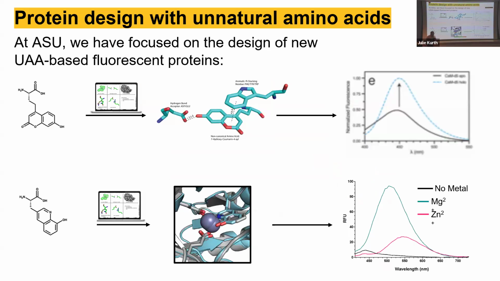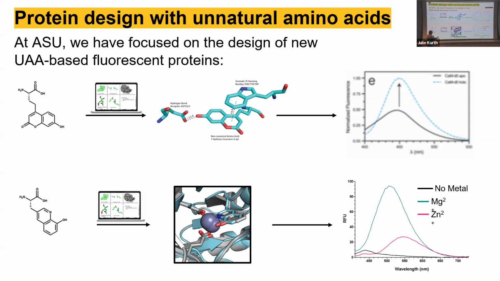So I've continued to work on this sort of thing at ASU. We've changed the amino acids that we focus on. The two amino acids that I'm showing here are both fluorescent or fluorogenic, which means that in this case, if you bind a metal ion to this amino acid, you will get an increase in fluorescence. And here's showing some rational design studies that we've done.